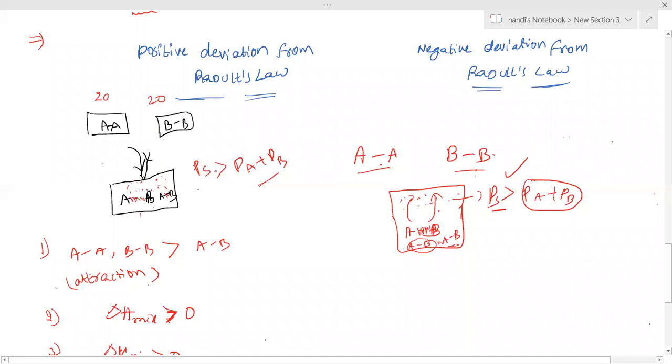So that's why, whenever they have weak attractions, the total volume is 20 plus 20, which is 40, but the volume is more than 40 ml because they are moving a little bit far away. Next, any other point?